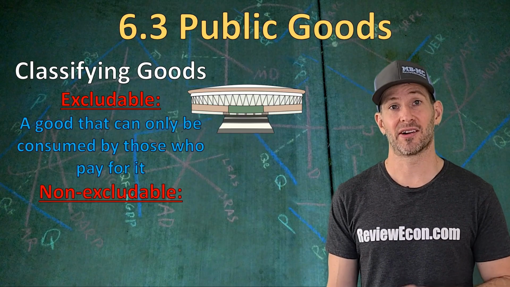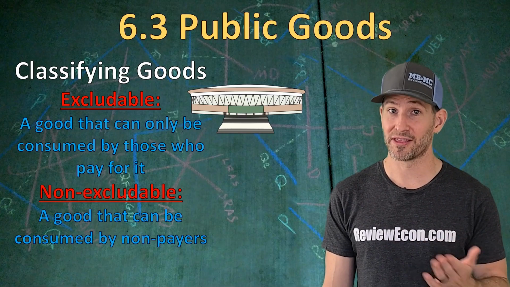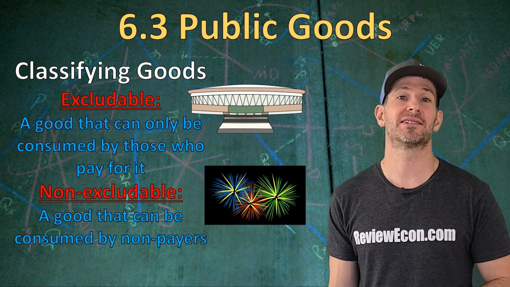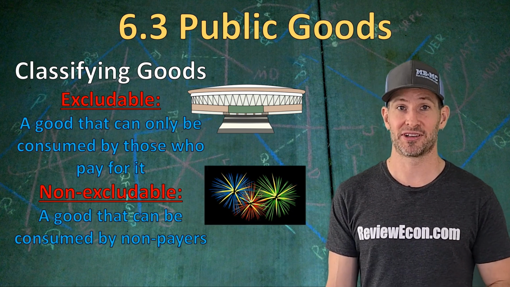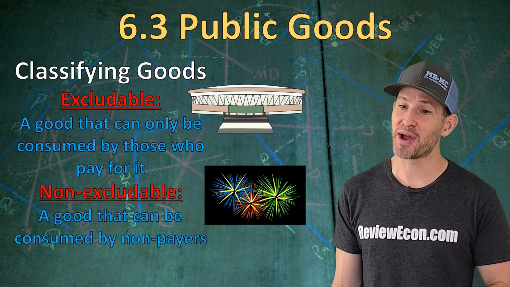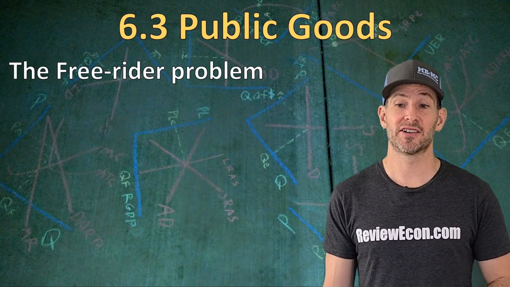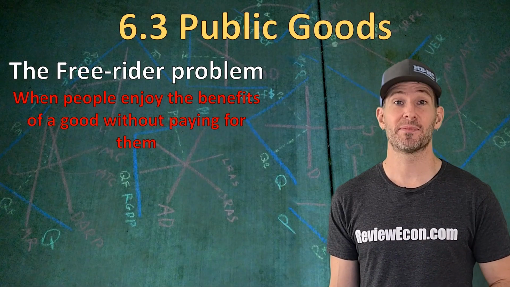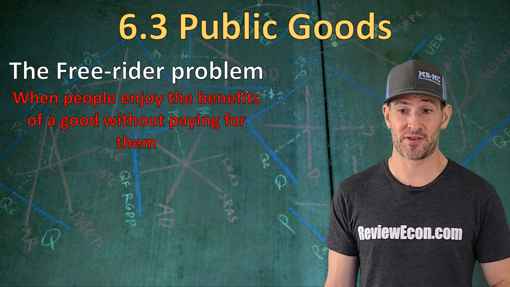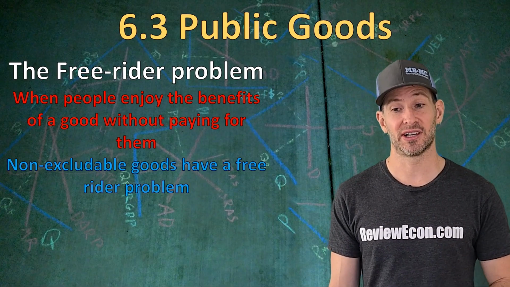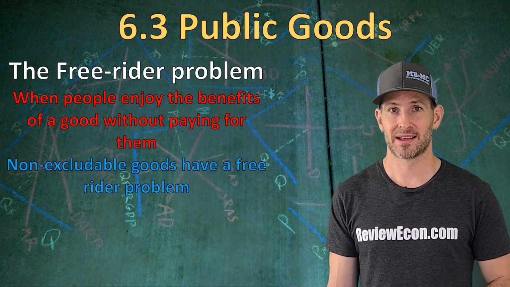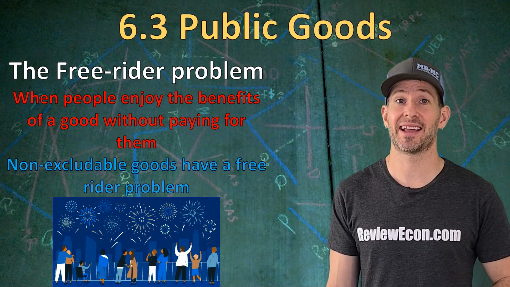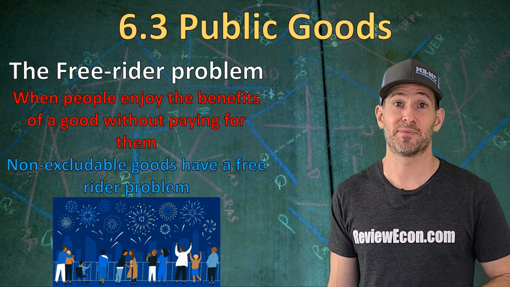Non-excludable goods, on the other hand, are goods that can be consumed whether or not you pay for those goods. An example of that might be a public display of fireworks that are in your neighborhood. You can see those fireworks without paying for them. When it comes to market failures, we have a free rider problem. That's when people enjoy the benefits of a good without paying for that good. Non-excludable goods have a free rider problem. When it comes to those public displays of fireworks, I can enjoy the fireworks by just standing outside the gate and watching the sky. I don't have to pay a thing.